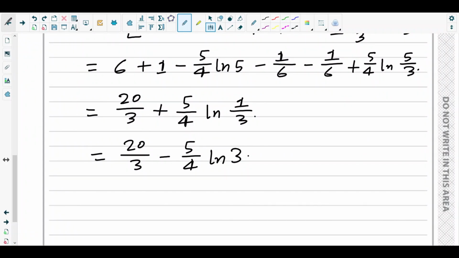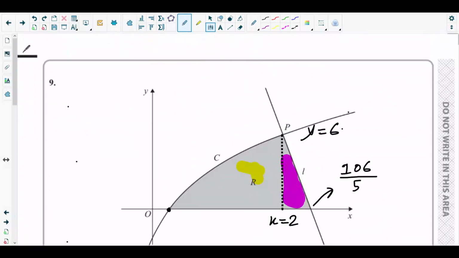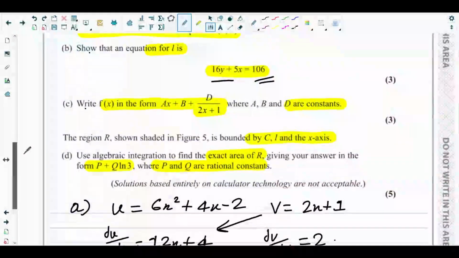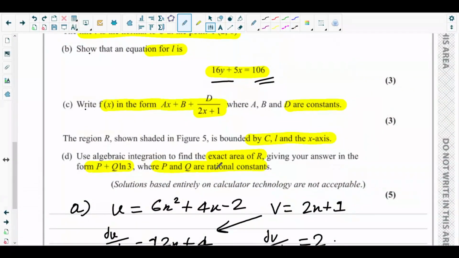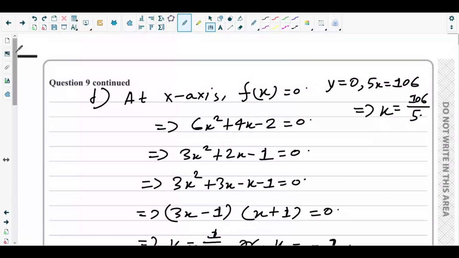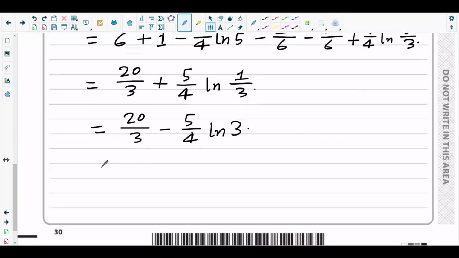Done. And what's the format they wanted here? Where p and q are rational constants. Okay, they also wanted it in ln 3, so you must do the last process. So p is 20 over 3 and q is negative 5 over 4.